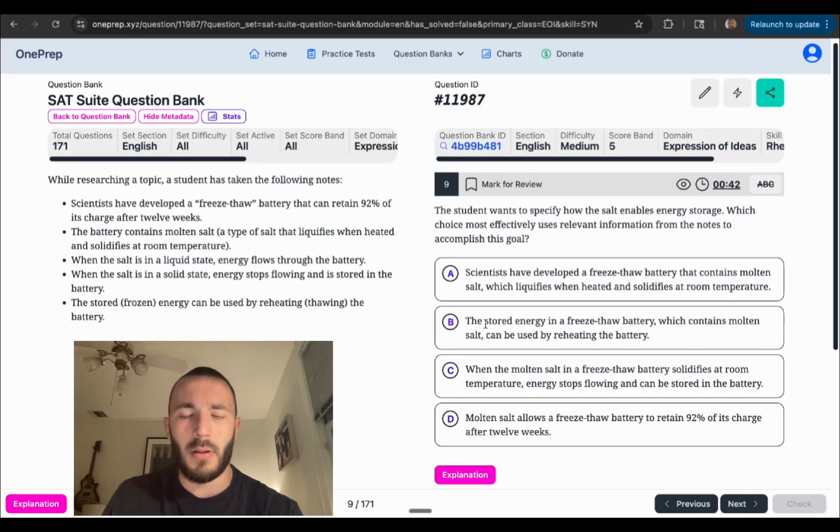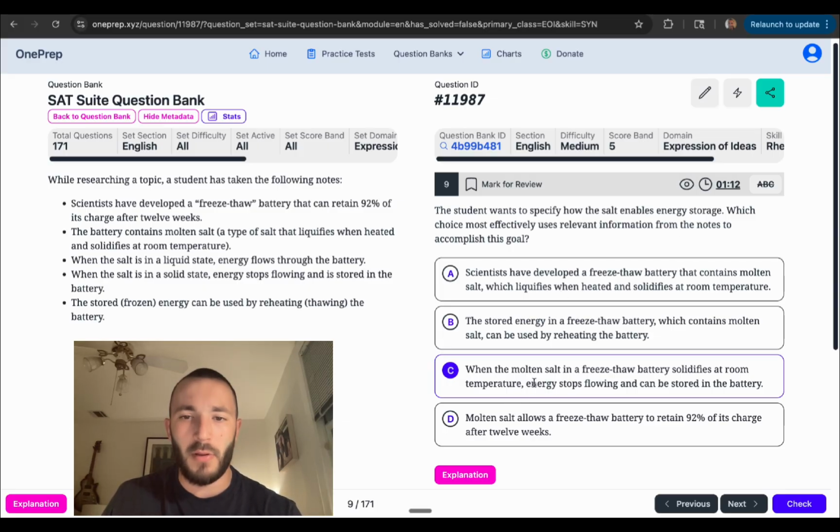The stored energy in a freeze-thaw battery, which contains molten salt, can be used by reheating the battery. I don't like this one. The stored energy in a freeze-thaw battery, okay, which contains molten salt. It's almost like it happens to have salt in it. It's not talking about how salt is a main functioner in this. Can be used. I don't like B at all. When the molten salt in a freeze-thaw battery solidifies at room temperature, energy stops flowing and can be stored in the battery. That looks like a great answer because it's explaining exactly how the salt is doing something that enables energy storage.